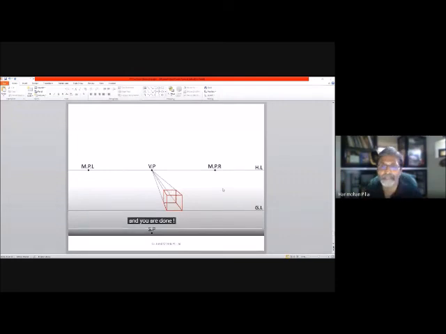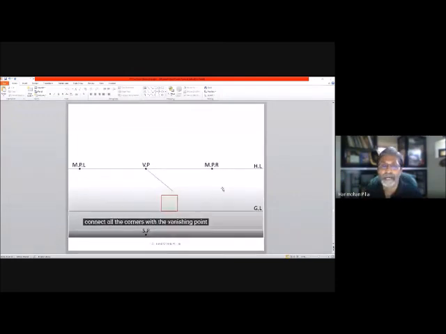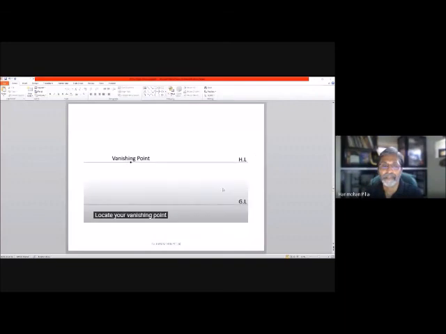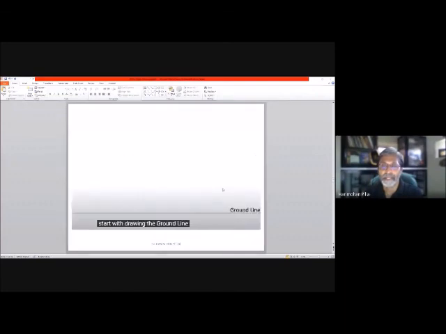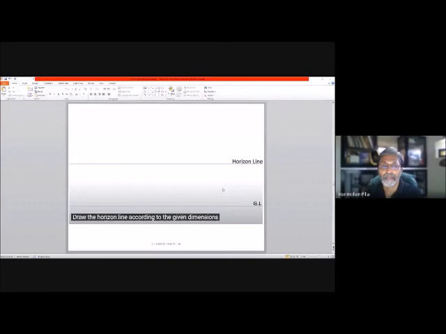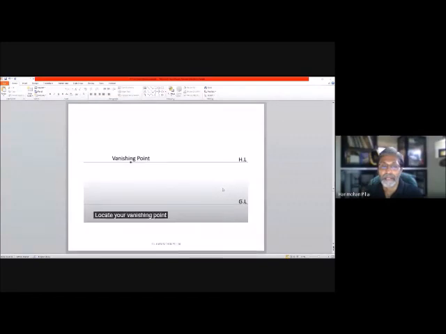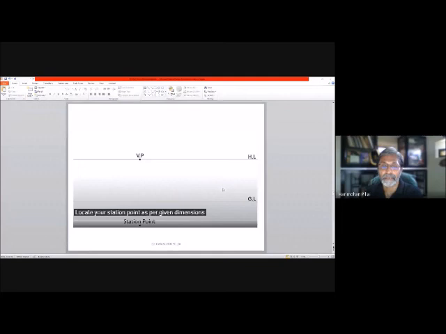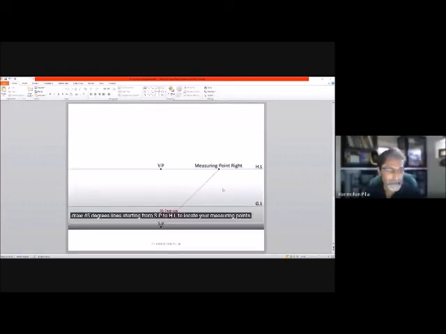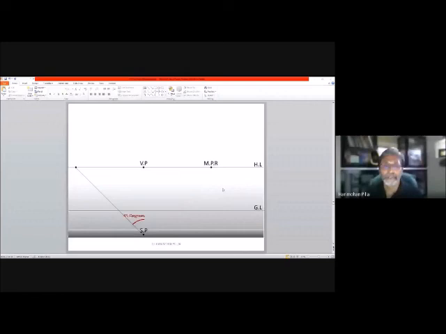So look at this. Method is very simple. You start like this. Draw the ground line. Draw the horizon line. Fix the vanishing point. Locate your station point immediately below the vanishing point, the way it is shown. Then draw measuring point to the right by 45 degree. Draw measuring point to the left by 45 degree. So both of them are there. And then draw a box.